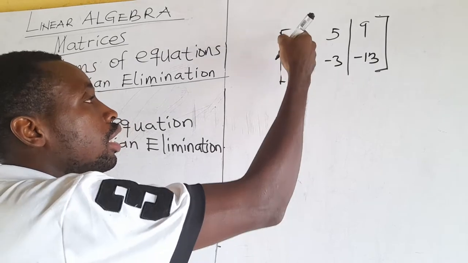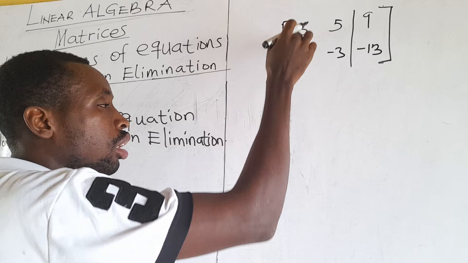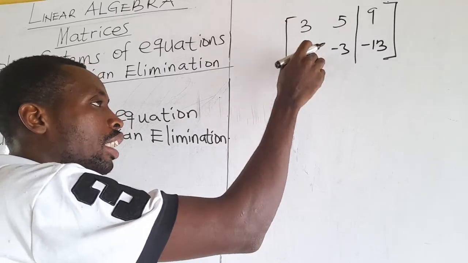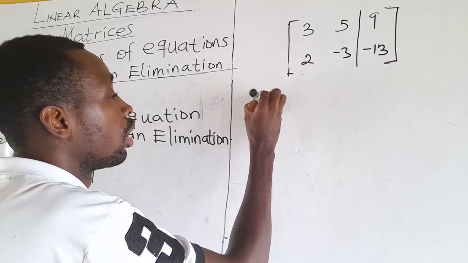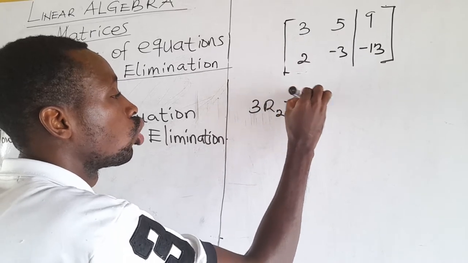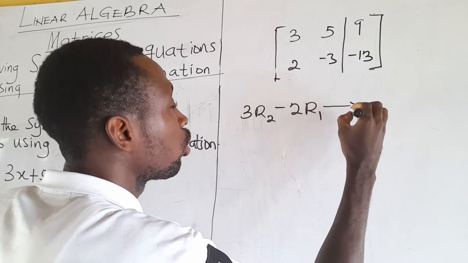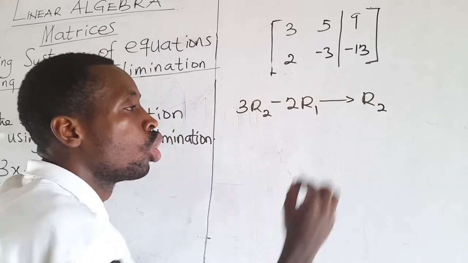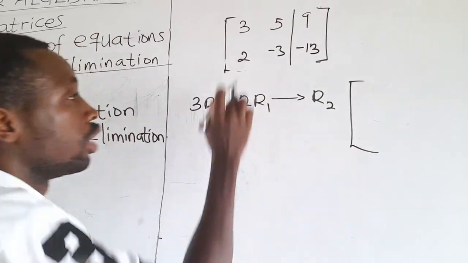So this is R1 and this is R2. Row 1, row 2, the first entry in the row, and this is the second entry in the row. So I will say 3 times R2 minus 2 times R1 should be substituted into R2. So if we do that, we'll do it for all. When we do it for all, this becomes 0.